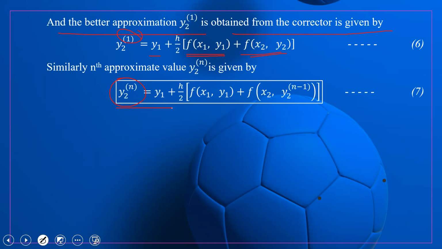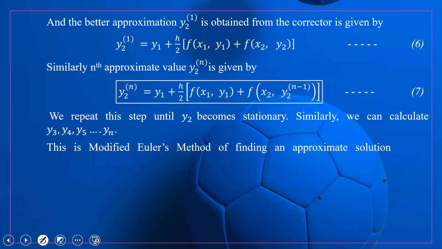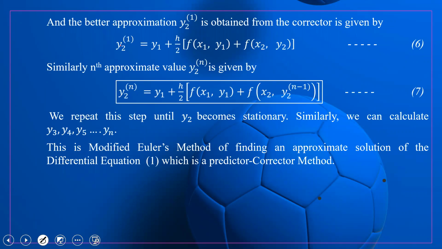If we get the correct value of y2 up to the fixed decimal, we calculate y3 and then y4 and so on. We repeat these steps until y2 becomes stationary. Similarly we can calculate y3, y4, y5 and yn. Whatever iterations are required, we find them with the help of these methods. So this is the modified Euler's method of finding an approximate solution of the differential equation 1, which is a predictor and corrector method. Let us take one example.